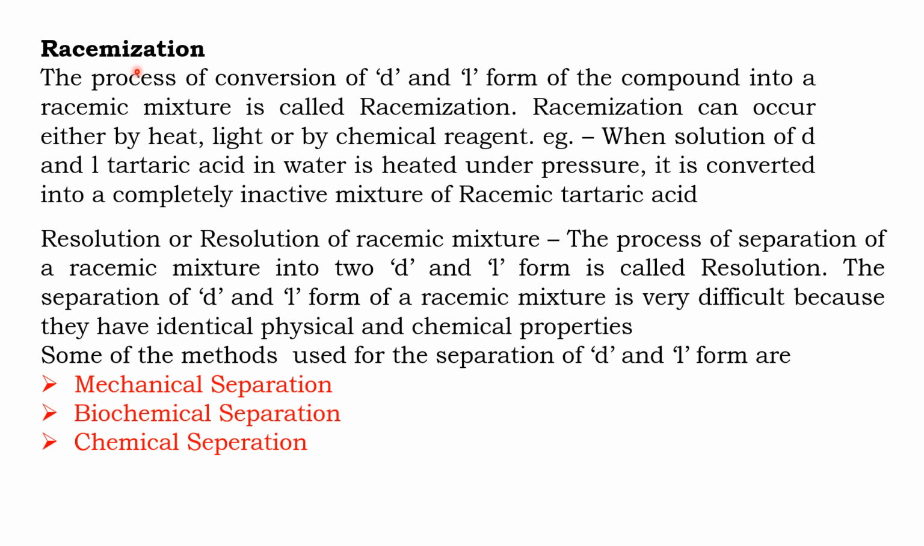Racemization is the process by which a dextro or levorotatory optical isomer is converted to a racemic mixture. We know racemic mixtures are equimolar amounts of dextro and levorotatory isomers which do not have any optical activity, or a racemic mixture does not exhibit optical rotation. And this process by which a dextro or levorotatory isomer is converted to a racemic mixture is called racemization.